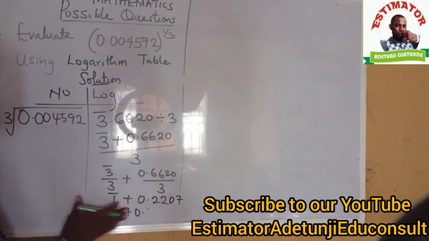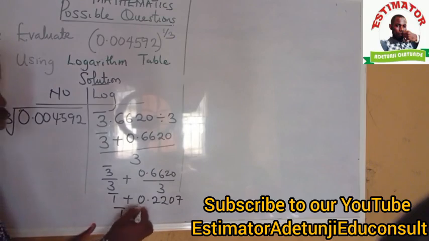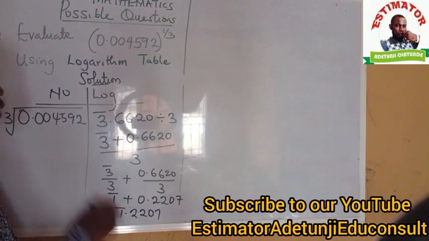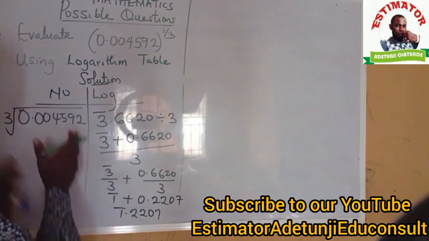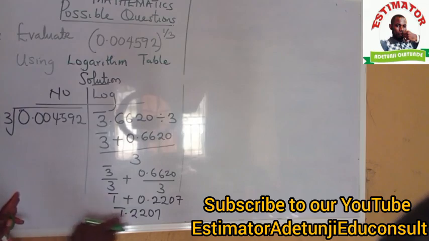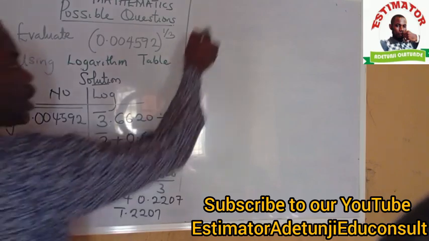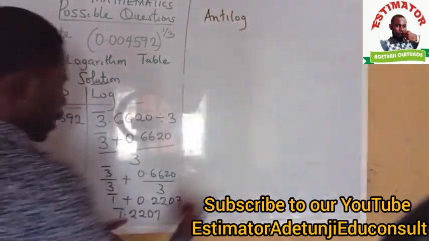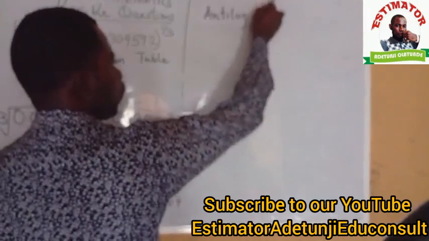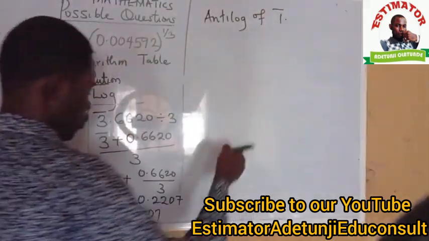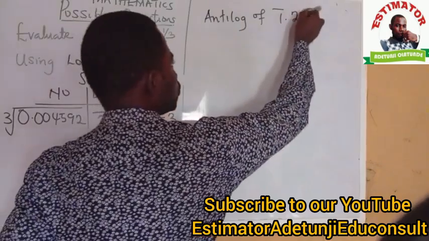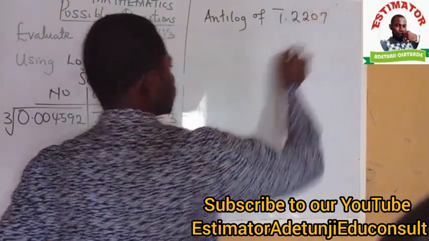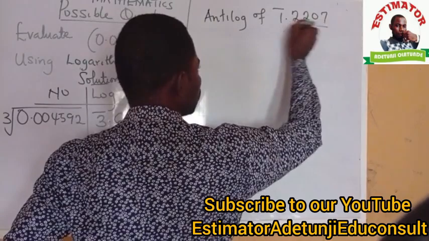I already have it, so I will have it together. I will now have bar 1.2207. We are not here at the final answer because our mission is to get the actual value, which is the antilog. So I'm going to find the antilog of this value. I'll write it here. Antilog of bar 1.2207. That is, this is what you are checking on the antilog reading table.